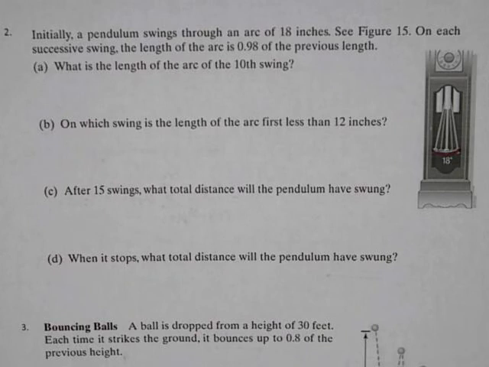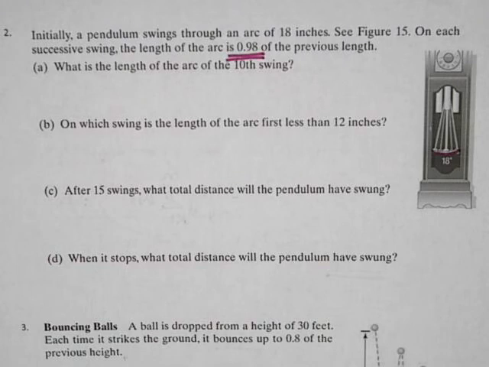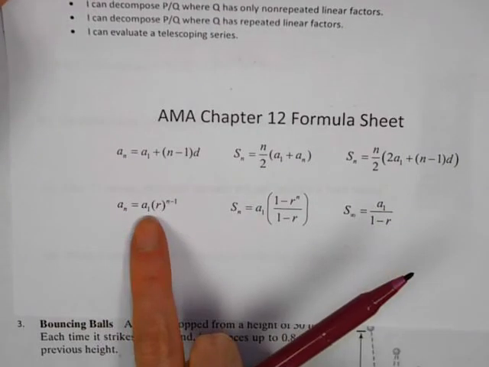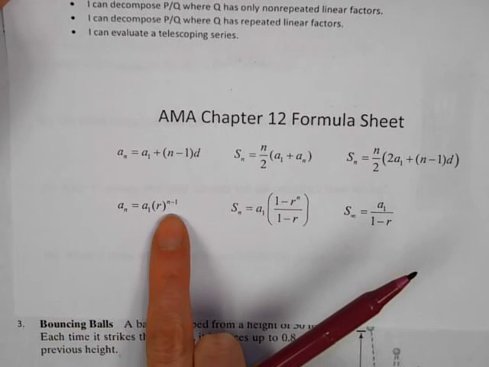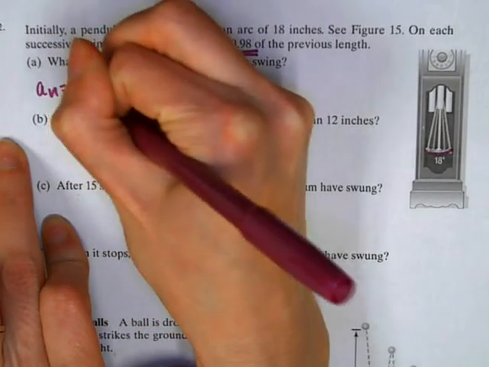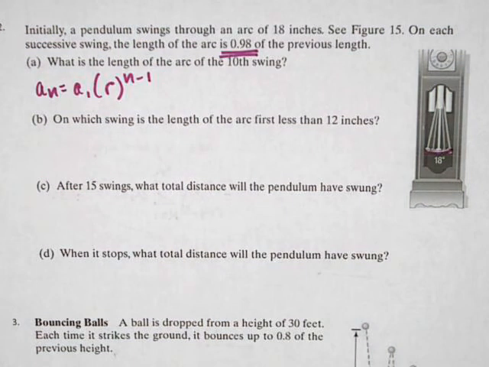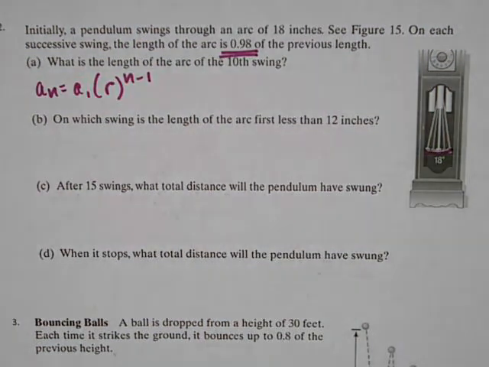Okay, and this is a geometric sequence here because with 0.98 we're going to be multiplying, right? And geometric is when you're multiplying. So let's set up our geometric sequence formula: a sub n equals a sub 1 times r to the n minus 1 power. And then we just plug in what we need. It says the 10th swing, so we're going to plug in 10 for n.